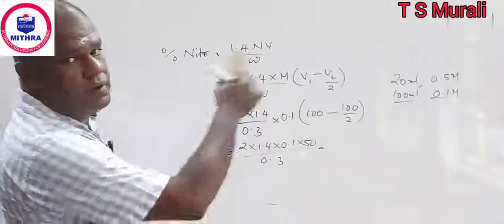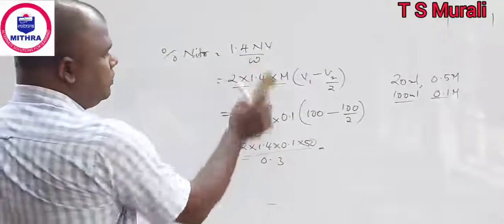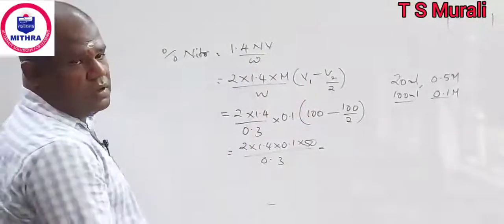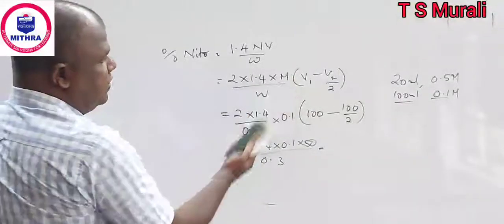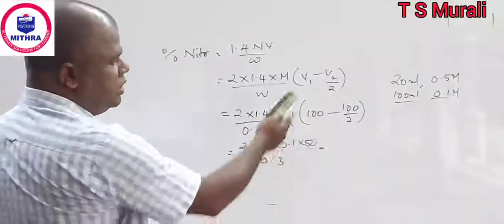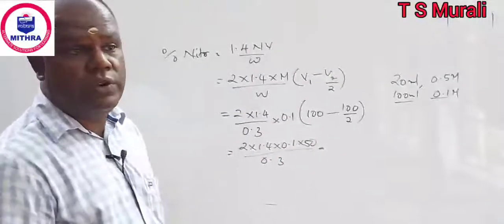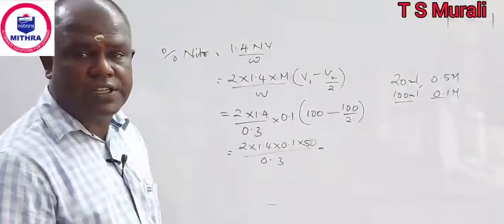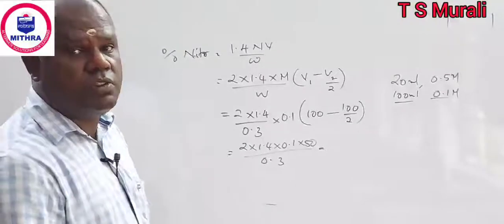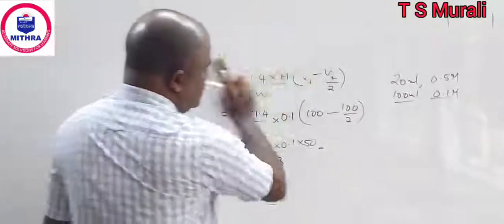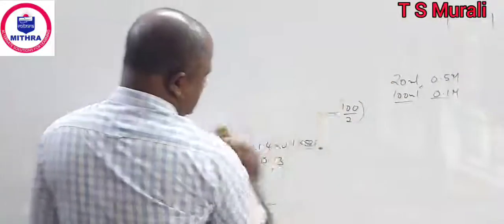Is that clear? Remember these two formulae. Molarity of the sulfuric acid consumed, weight of organic compound, V1 minus V2 by 2. V1 is original volume of sulfuric acid. V2 is the volume of NaOH required for titration. V2 by 2 is the consumed volume of sulfuric acid. Now the compound, organic compound. See. Now.